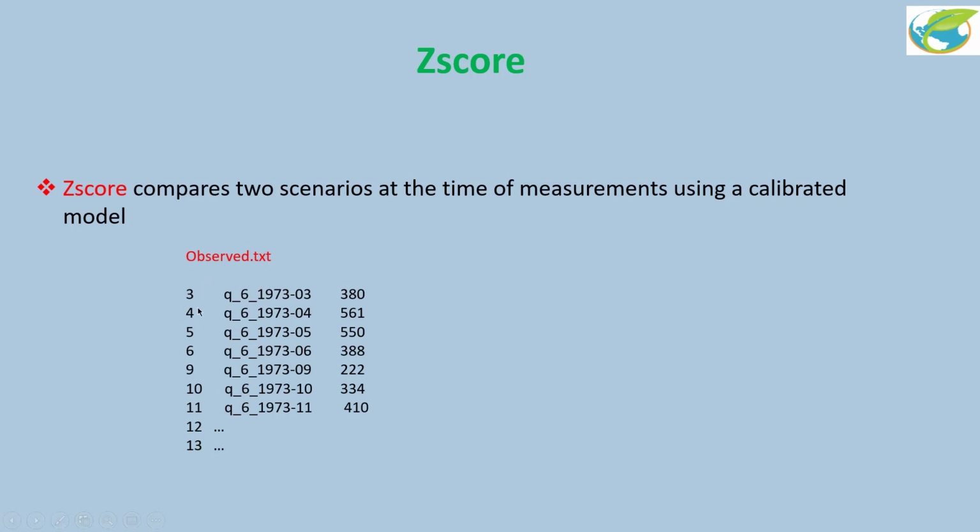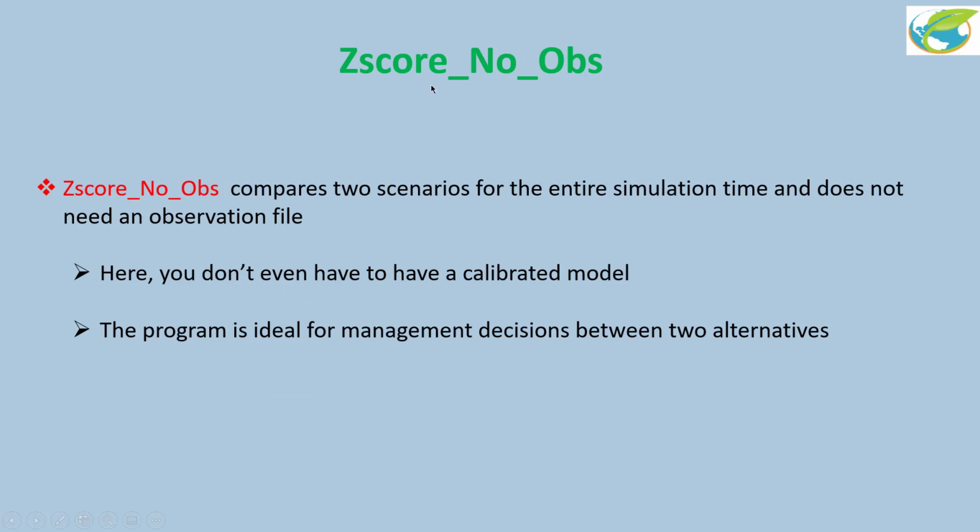As you recall, this first column is the column of time in the observed file. But in Z-score no observation, we don't need to have any observations. So you can compare the differences of two scenarios at all time steps during the simulation time. So here you don't even need to have a calibrated model. The program is ideal for management decisions between two alternatives where you don't have to have a calibrated model.